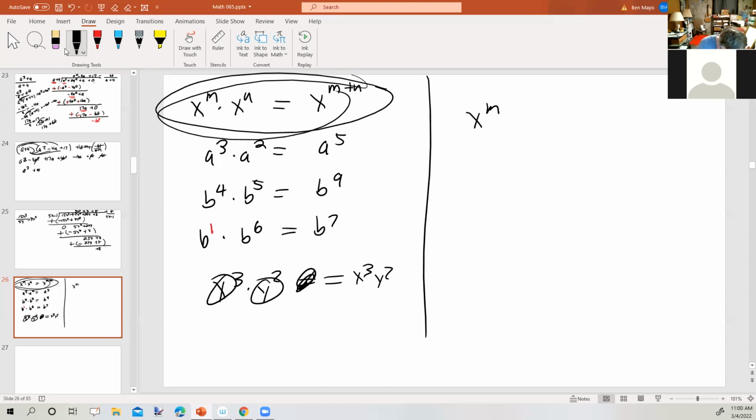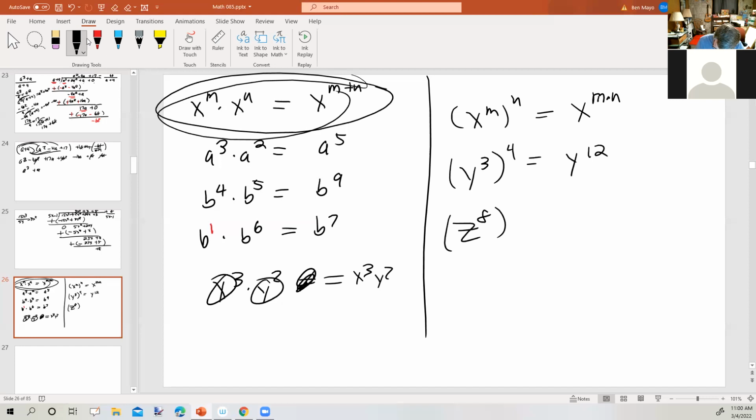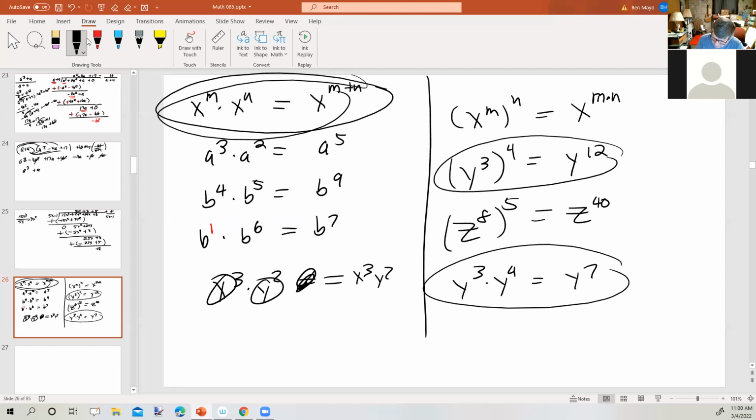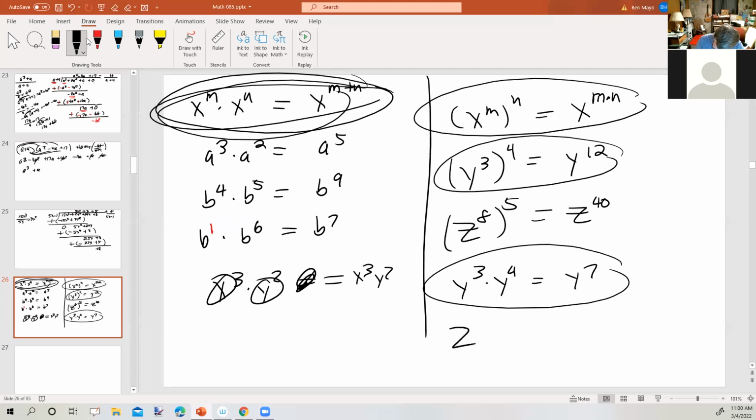Next rule, called the power rule. If you've got a power raised to a power, there you multiply the exponents, not add them. So if I've got y cubed to the 4th power, that's y to the 12th power. Z to the 8th to the 5th power is z to the 40th power. Now, contrast that with this. Let's say I've got y to the 3rd times y to the 4th. That's y to the 7th. So these are different, but yet they've got the same exponents. So you got to be careful of getting these two straight. And then z to the 8th times z to the 5th would be z to the 13th, because you're adding them. Correct.